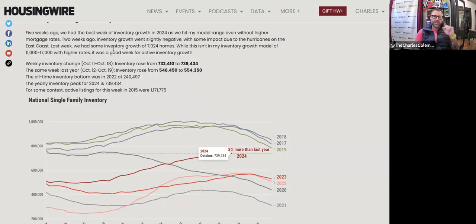So if we look at the inventory change, right? So we're talking about the 11th to the 18th, again, rear view facing data. It went from 732 to 739. So inventory is going up in a time that is historically speaking that we are in a seasonal market and homes aren't coming on the market.